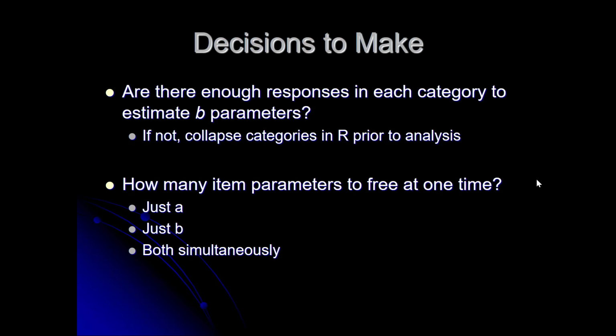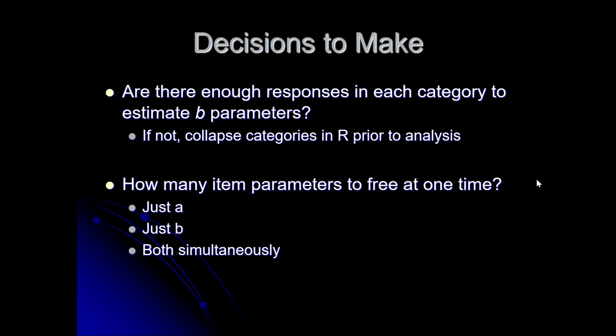So there are a few different issues that come up when you're doing this. The first one is something we've already addressed a little bit. We talked about polytomous data, and this really comes up mostly in polytomous data: you need enough response categories to estimate the B parameters. If not, you need to collapse those categories prior to doing any kind of analyses in R. The other big question is what to free and constrain, and different authors have taken different approaches to this.